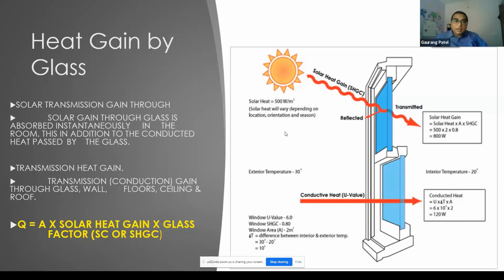Like the equation I had given here, Q is equal to solar heat gain into glass factors. So let's first concentrate on solar heat gain. Solar heat gain is basically a value derived based on the orientation of the sun. And second is glass factors.